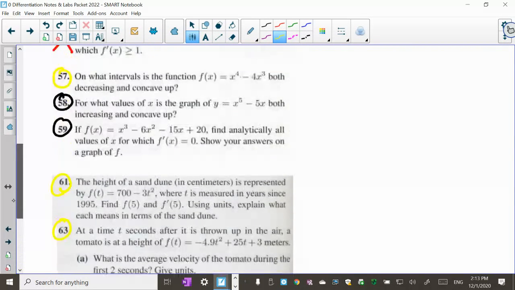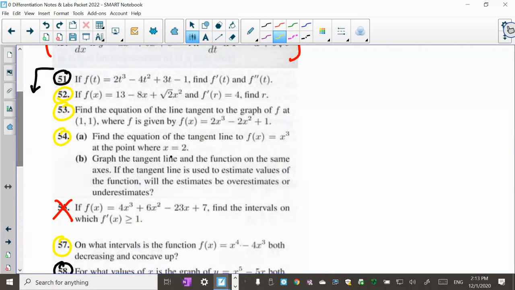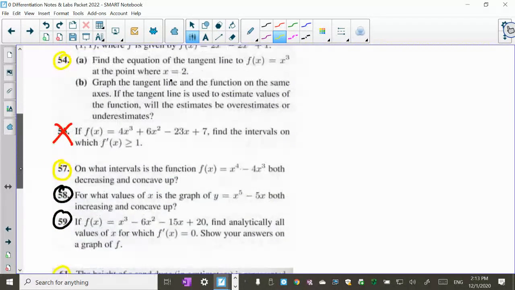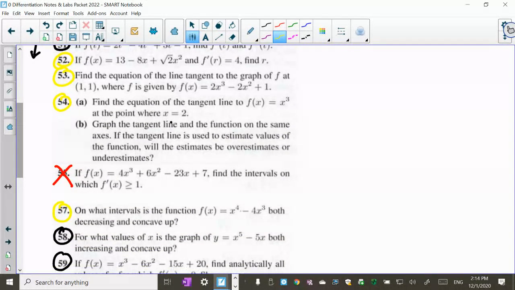I scanned these in from a different book, so they skip around. The ones that are circled in yellow, I'm going to explain. The ones that are circled in black, you need to finish. And you don't need to do 55. So I'm going to do 52, 53, 54 in this video, and 57, and 61, and 63. We'll see how long this goes, all right?